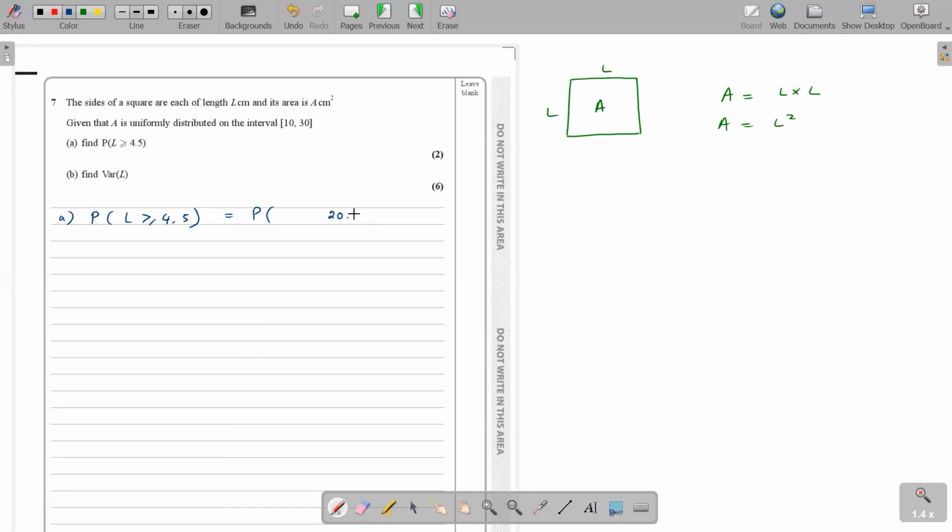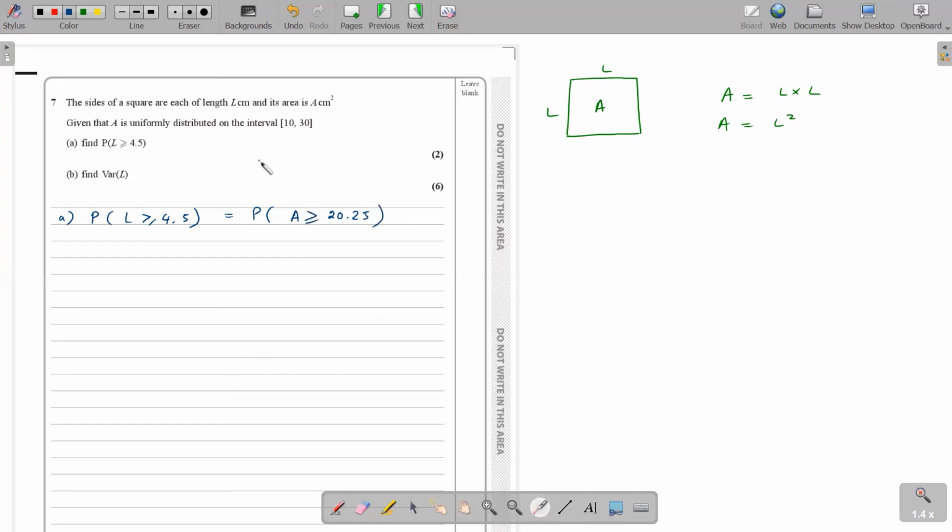20.25. So basically, if your length is greater than 4.5, now for equal 4.5, area is equal 20.25. When your length is more than 4.5, area is going to be less than or more than? More than, right? Because when the length gets bigger, the area also gets larger, isn't it? So area is greater than or equal 20.25.